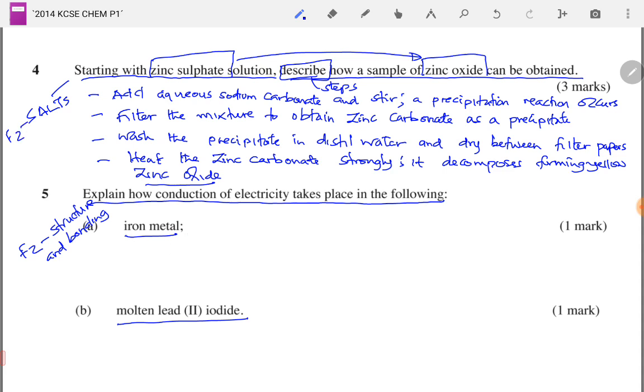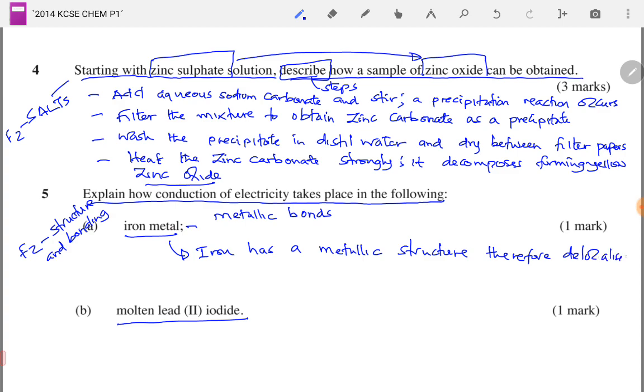So let us now analyze iron metal. Iron metal has metallic bonds, and substances with metallic structures have excellent electrical conductivities because of delocalized electrons. So iron has a metallic structure. Therefore, delocalized electrons are responsible for electrical conductivity. So there are certain particles that you can associate to the conductivity of these substances.